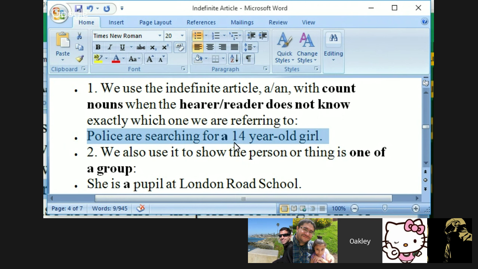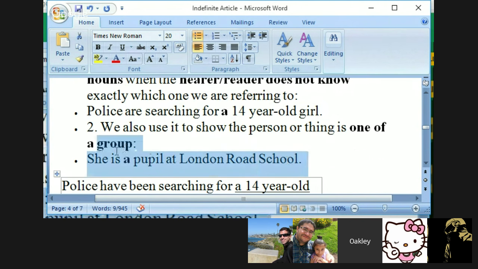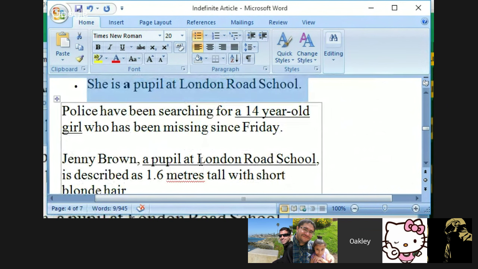This will happen because of the why and how we use these indefinite articles. All right, and there it is, one of the group. One of the fish tanks. She is a pupil at London Road School. Okay, in a paragraph, maybe in a newspaper or something.